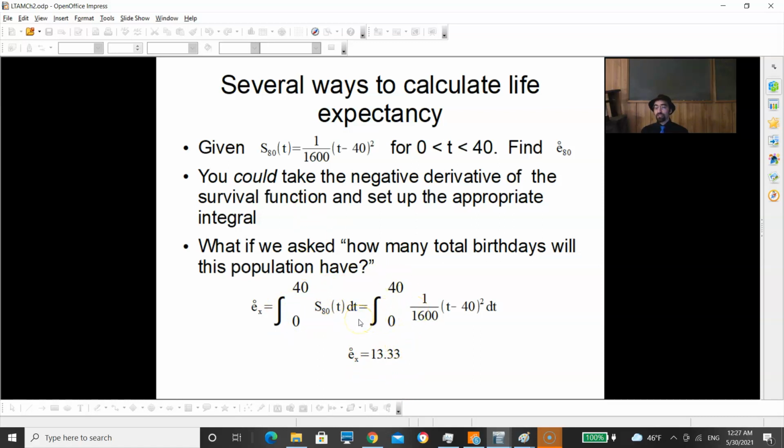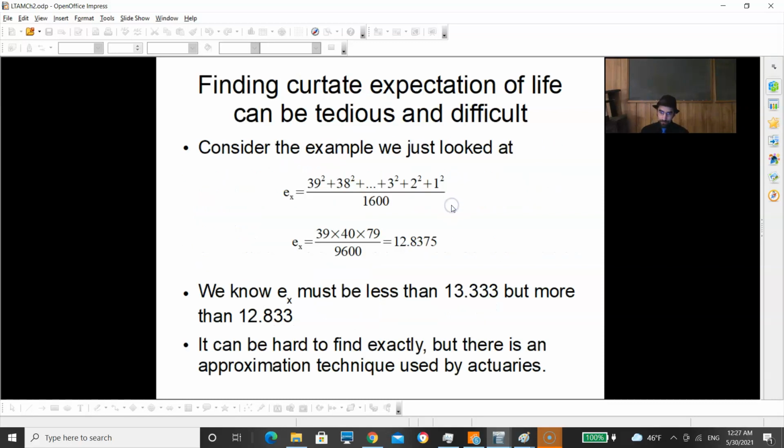And that's often a simpler approach than taking the negative derivative and multiplying by t and then integrating. Complete expectation of life can be handled with an integral. Curtate expectation of life can be tedious and difficult sometimes. The example we just looked at, the curtate expectation of life, it's this massive sum of squares over 1600.